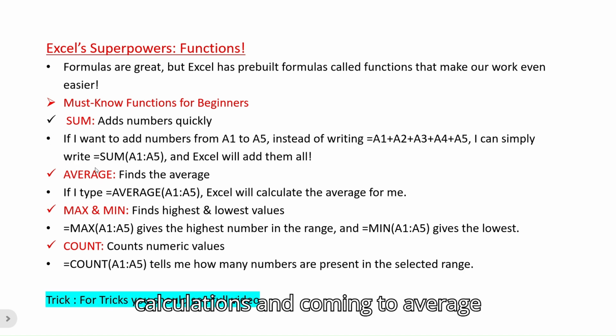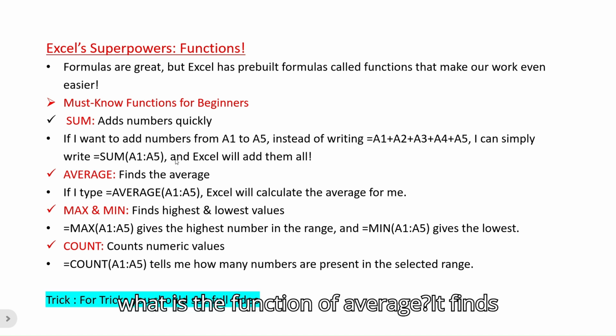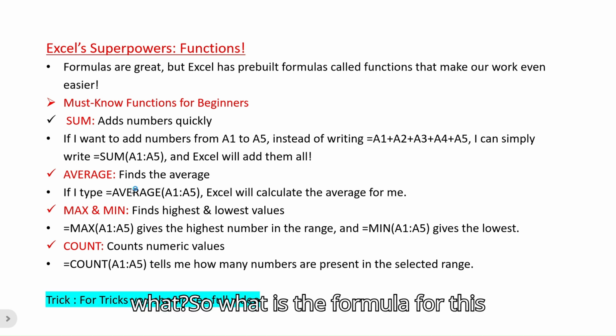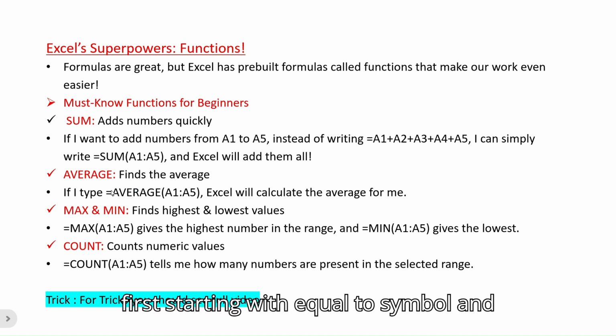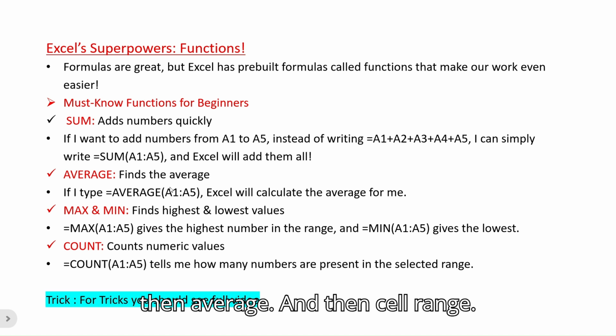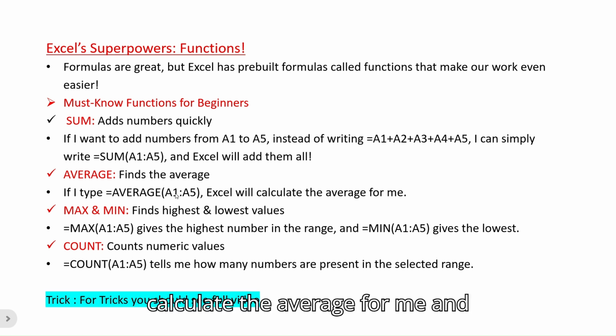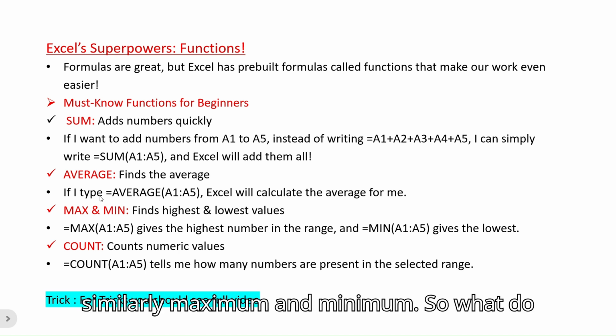And coming to average, what is the function of average? It finds the average of the numbers. So what is the formula for this? First, it starts with the equal to symbol, then average and then the cell range. If you write this, then Excel will calculate the average for me.